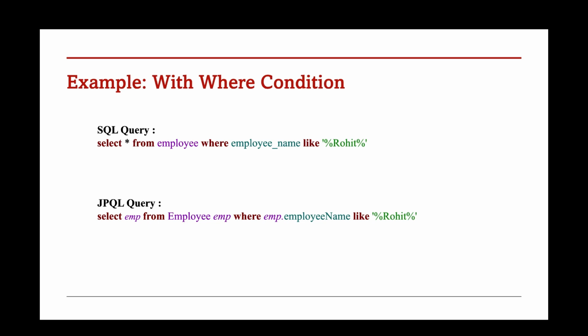Now, suppose we want to add a filter to our query. Look at my screen. You can see both the SQL and JPQL versions side by side. They're almost identical. The only difference is that we've swapped table names with entity names and column names with field names. I think it's pretty straightforward now, no need for any deep explanation.